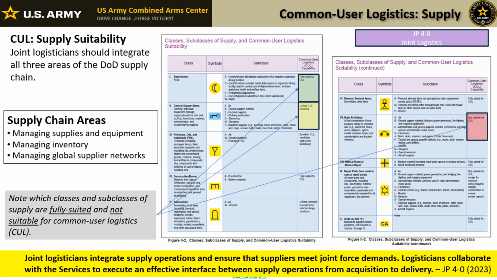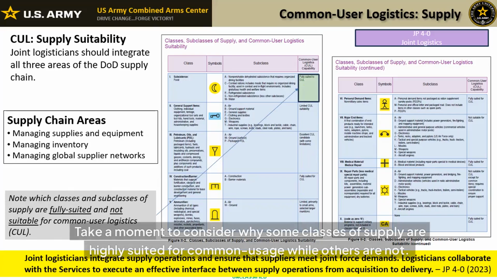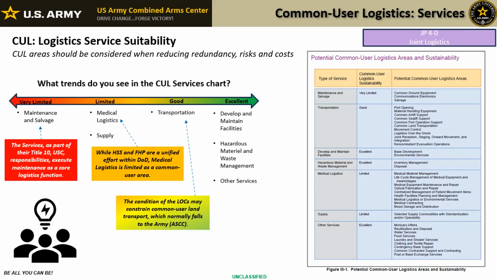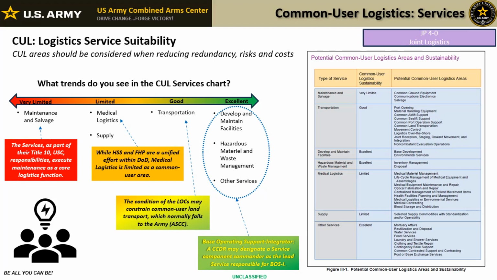These lead service support functions can be for single or multiple common user functions and often include general supplies. Take a moment to consider why some classes of supply are highly suited for common usage while others are not. Service suitability is an important consideration when reducing redundancy, risks, and costs. Services on the left of the scale are broadly in the realm of an individual service's Title X responsibilities.